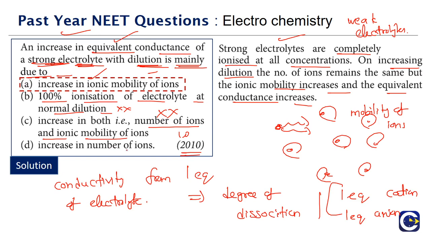Then option D is saying what? Straight away increase in number of ions. This is not correct, because the number of ions are not going to be changing with dilution, because it is a strong electrolyte. The number of ions are going to change in case of dilution if it is a case of a weak electrolyte. So the correct answer for this is what? Option A.